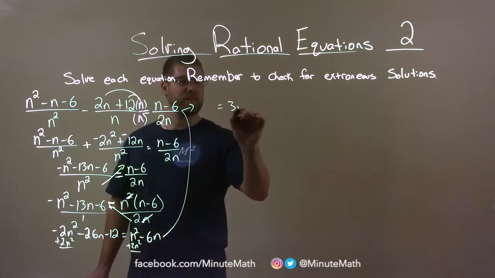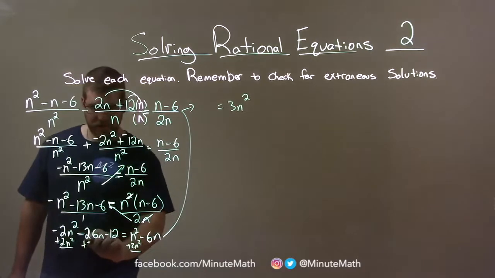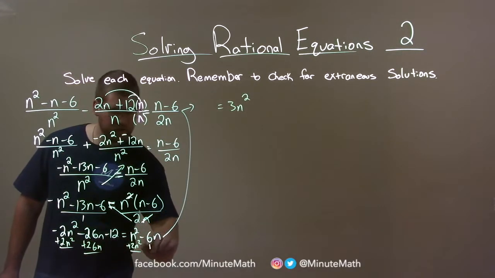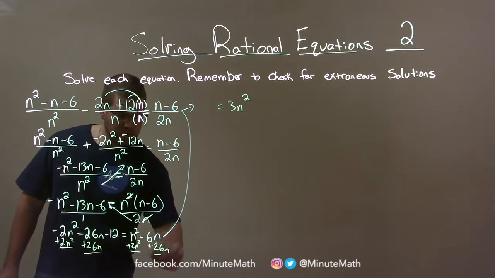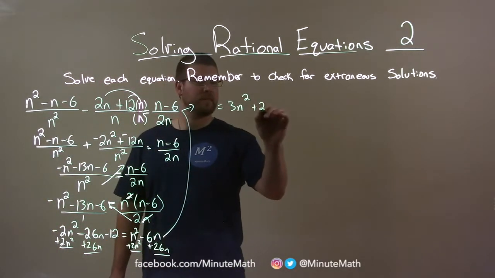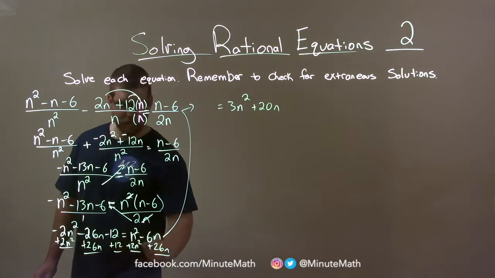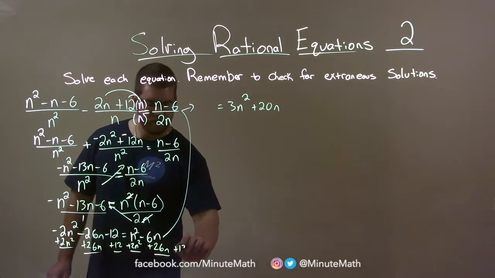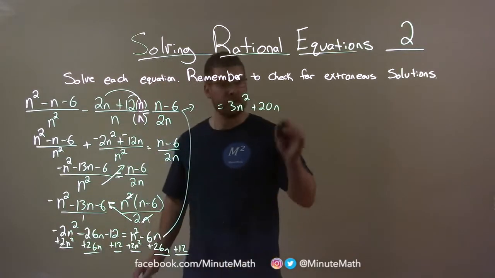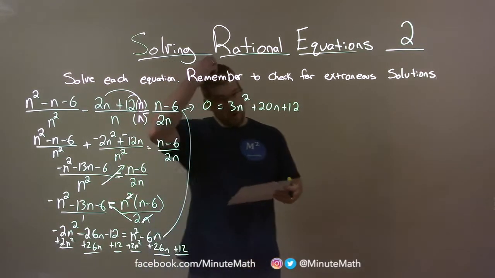That's a 3n squared. Then we add a 26n to both sides, and a minus 6n plus 26n is just a 20n. And we add a 12 to both sides, and we're left with a 12, and we have a 0 left over on the other side.